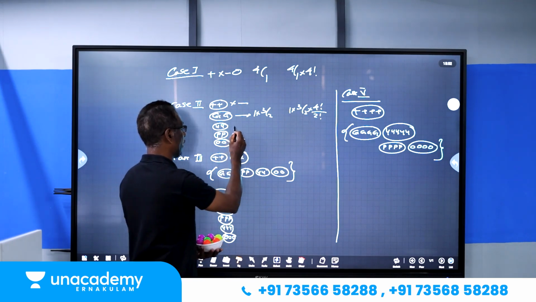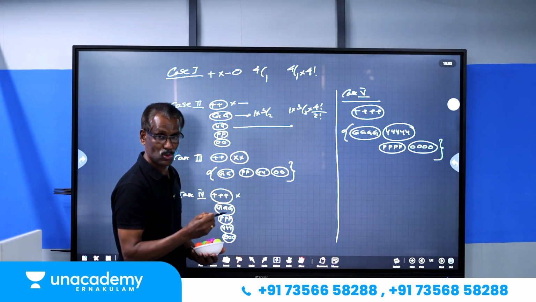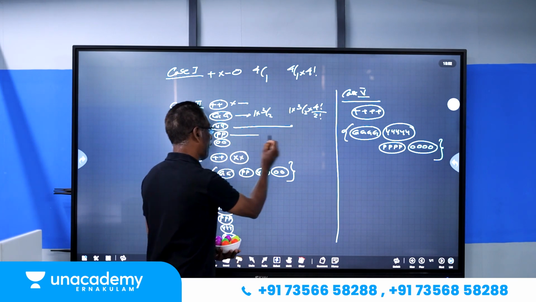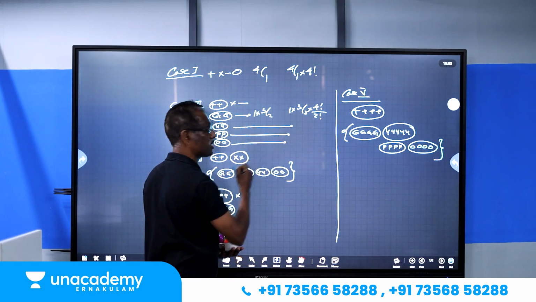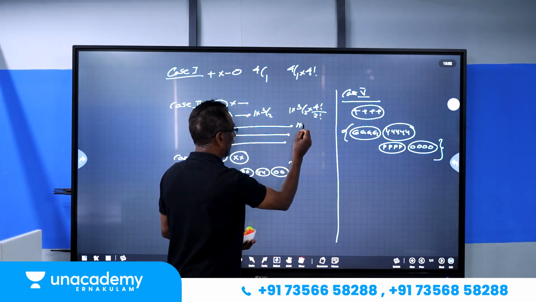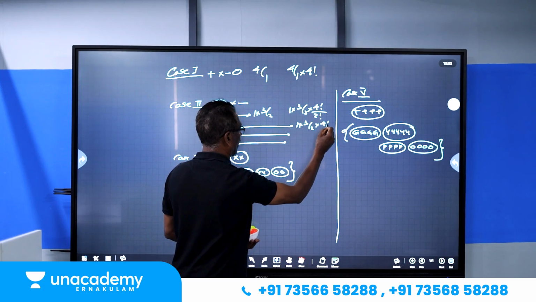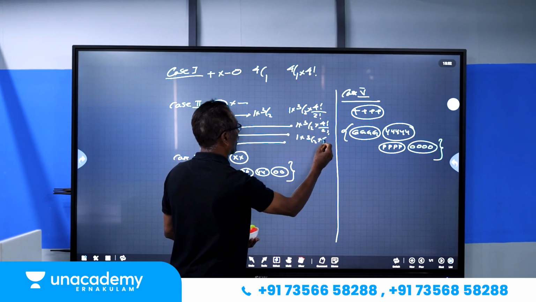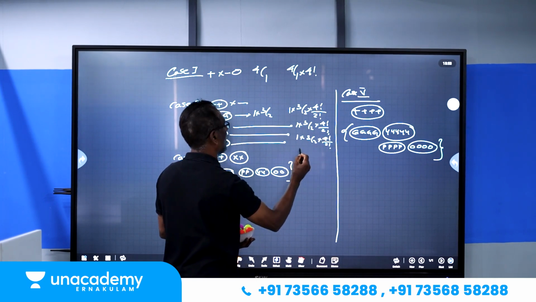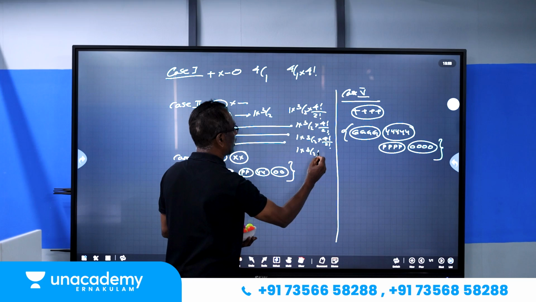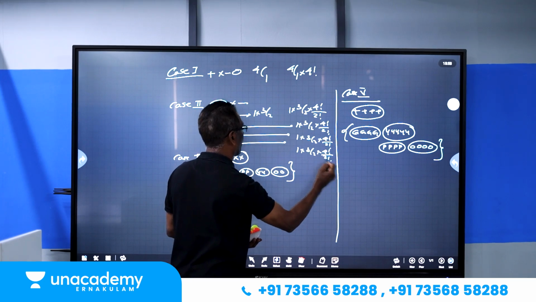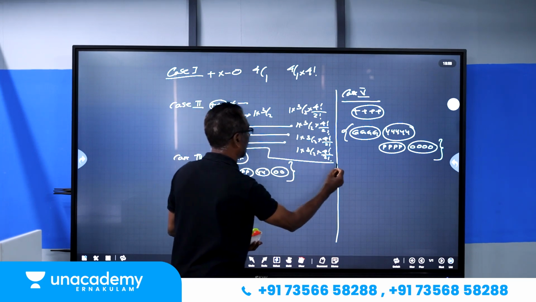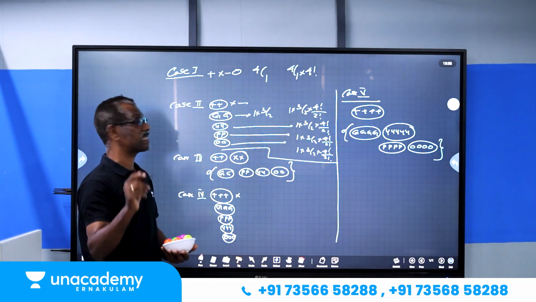Similar case also for 2 yellow ladus, 2 pink ladus, 2 orange ladus. That means 1 into 3C2 into 4 factorial by 2 factorial for each of them. So that is the second case.